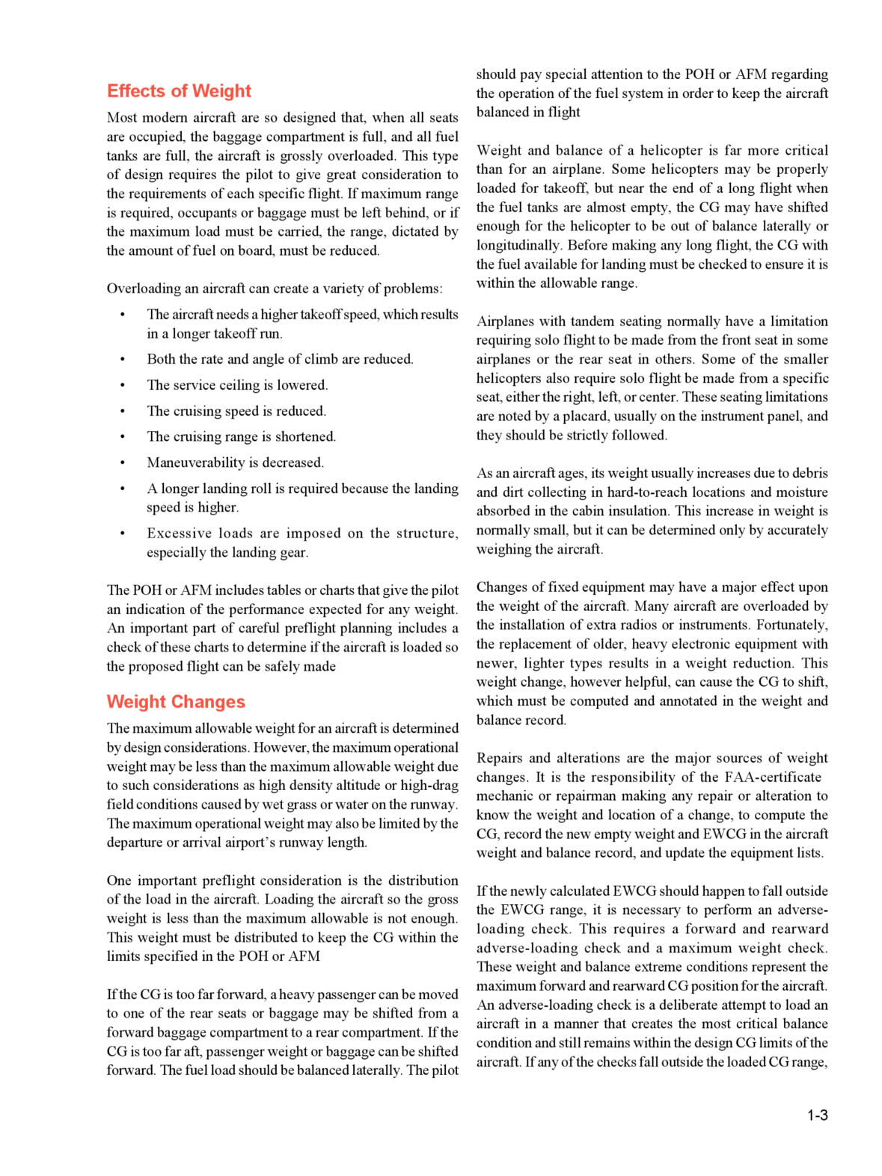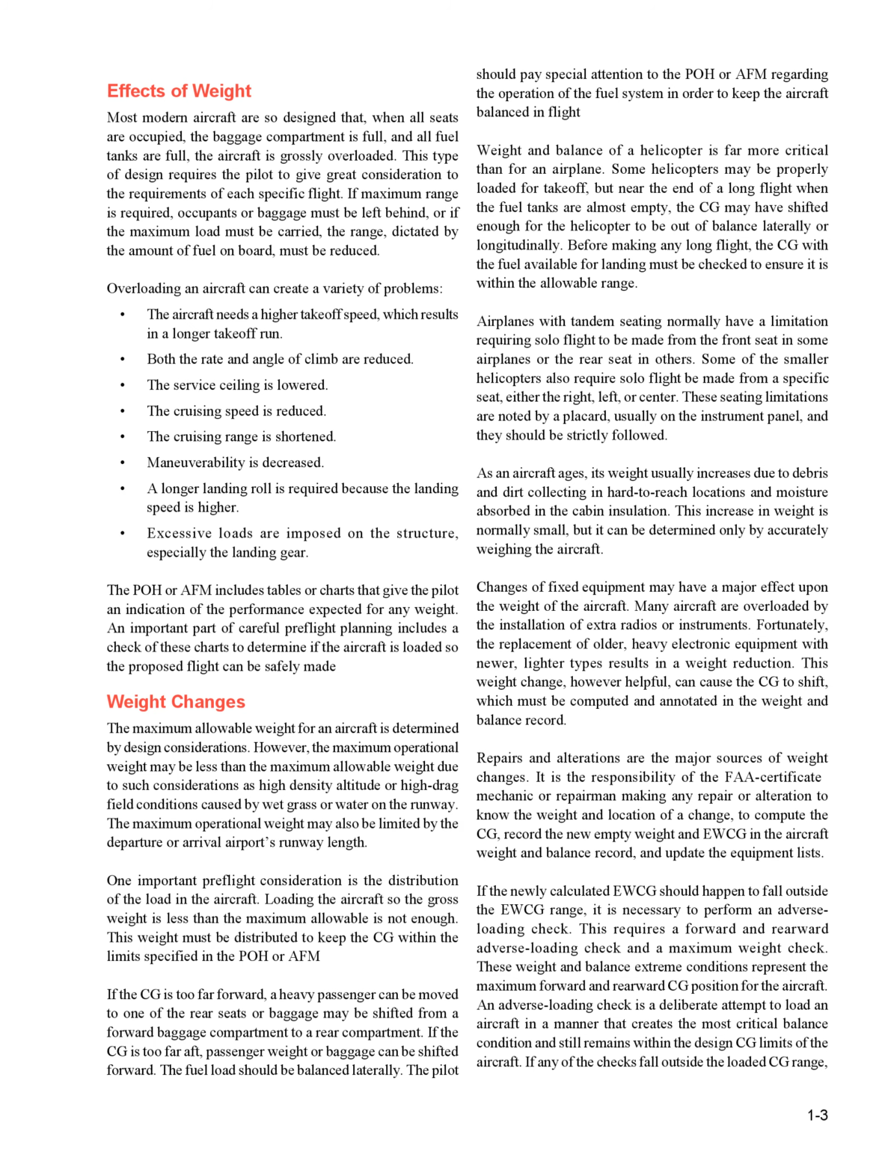If the newly calculated EWCG should happen to fall outside the EWCG range, it is necessary to perform an adverse loading check. This requires a forward and rearward adverse loading check and a maximum weight check. These weight and balance extreme conditions represent the maximum forward and rearward CG position for the aircraft. An adverse loading check is a deliberate attempt to load an aircraft in a manner that creates the most critical balance condition and still remains within the design CG limits of the aircraft.